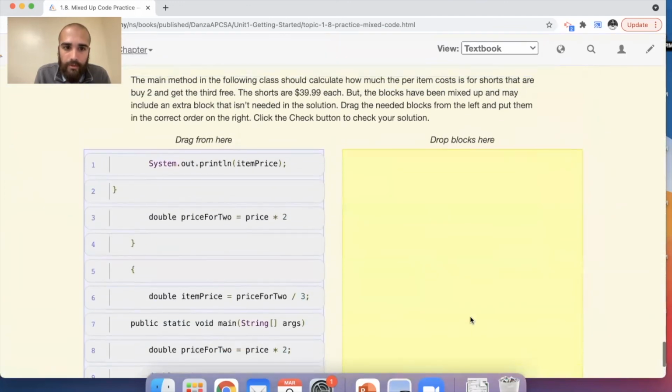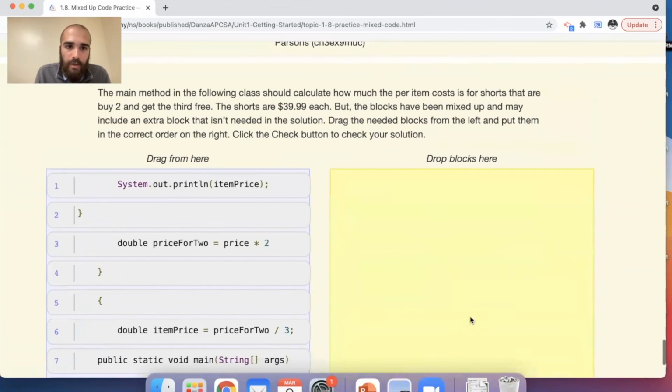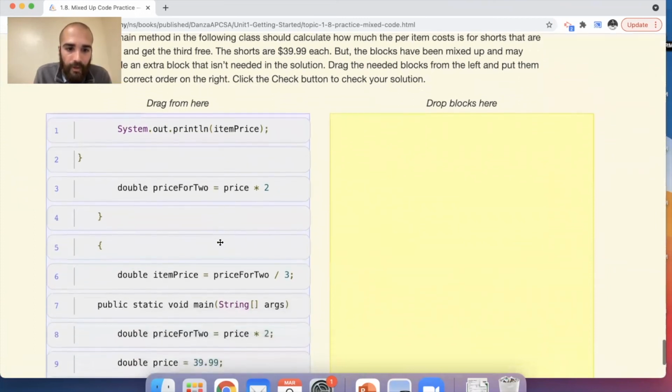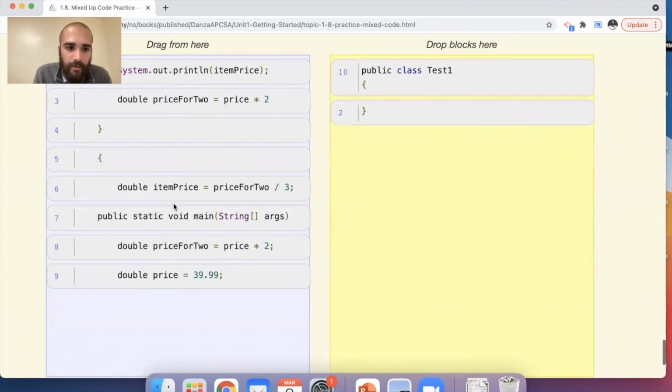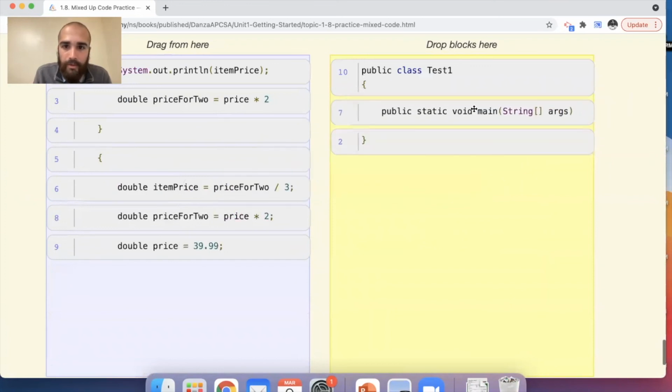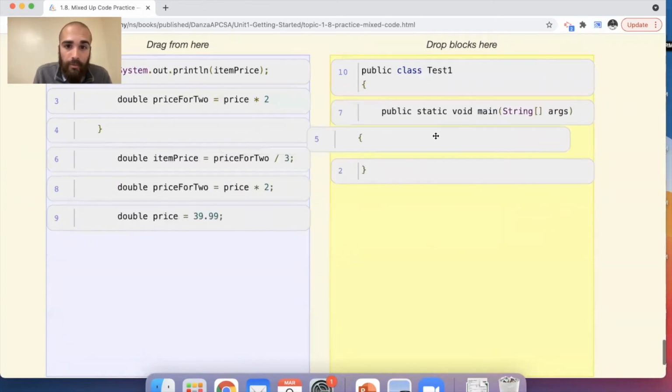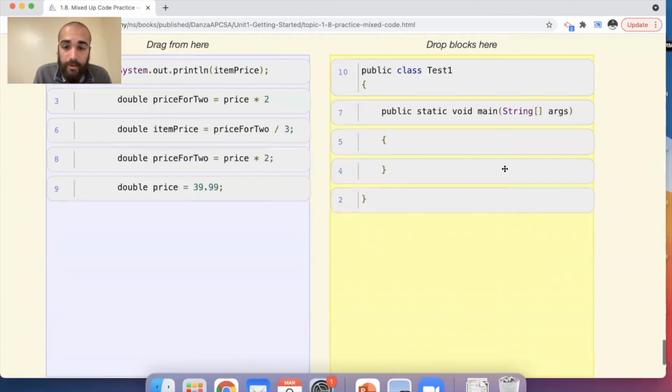Last one. Knew we were close to being done. The main method in the following class should calculate how much the per item cost is for shorts that are buy 2 and get the 3rd free. That just sounds weird. The shorts are $39 each. All right, so let's take a look. Open our class and let's close our class. Let's write our main method. Let's open with a curly brace and close with a curly brace.